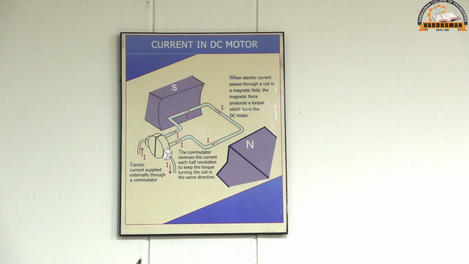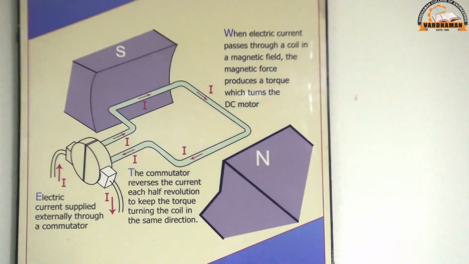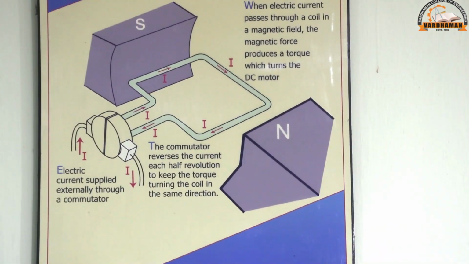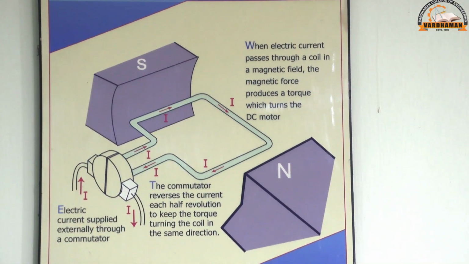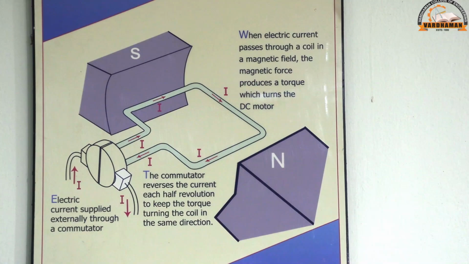Trying to explain about the working principle of a DC motor, how the current in the DC motor is going to flow. So basically, a DC motor consists of two magnets, like North Pole and South Pole. In between the two magnets, we have a coil, a single loop coil we can say.